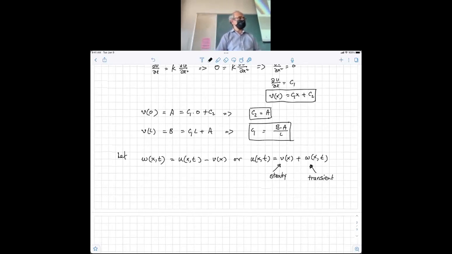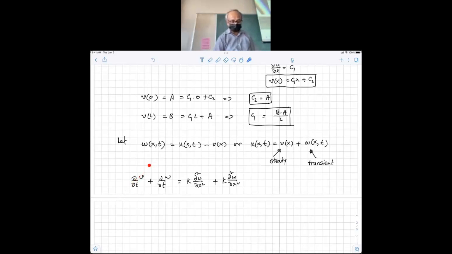So I will substitute back everything into the heat equation. I'll replace u with v plus w if I assume this form. So I will say, okay, d dt of u, which is d dt v plus d dt w. On the right hand side will be k d square v dx square plus k d square w dx square. So if I look at this expression, it will be the same thing as this expression with just a plus sign and minus sign.